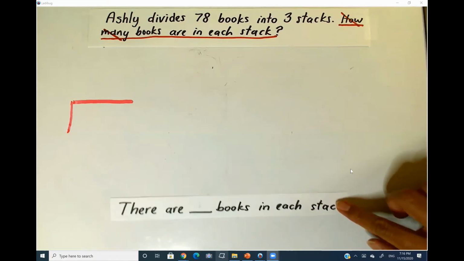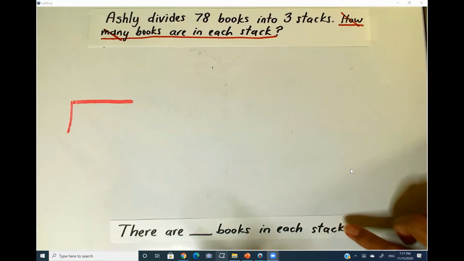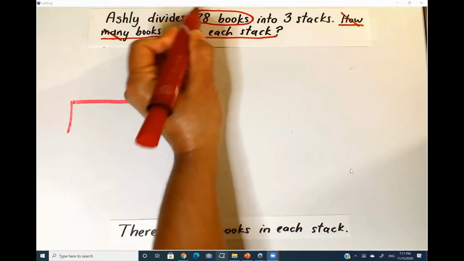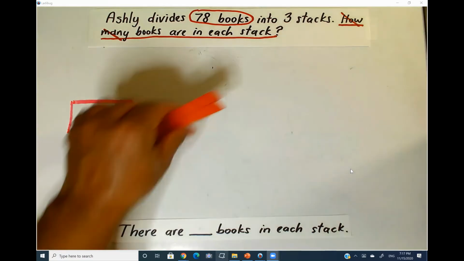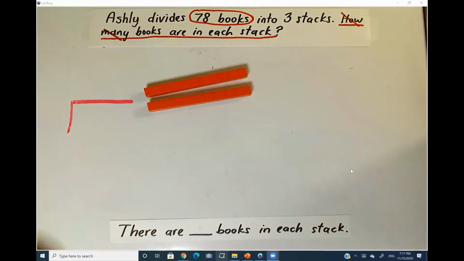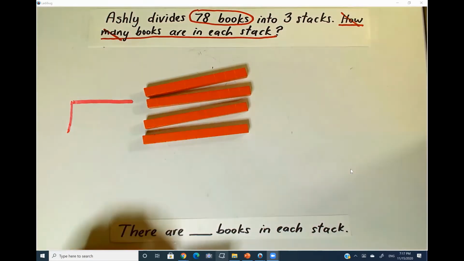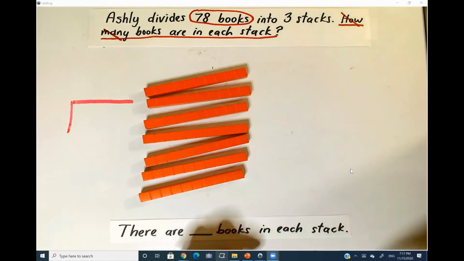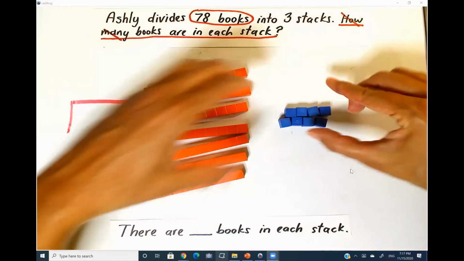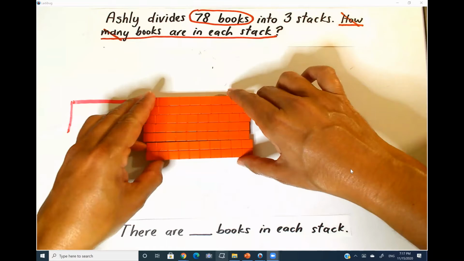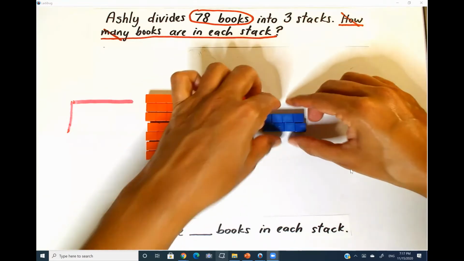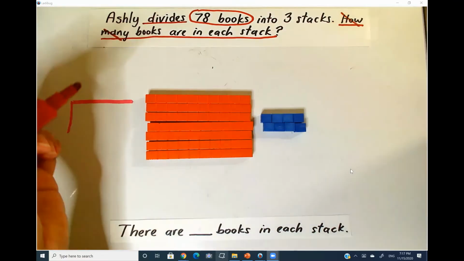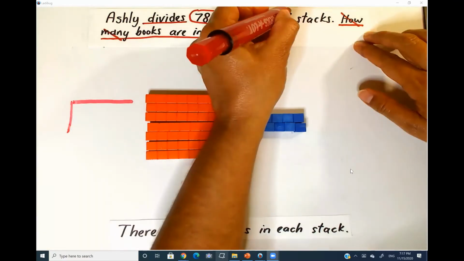Now we're going to start representing the problem. The problem says, Ashley divides 78 books. So we need to get the 78 books. 10, 20, 30, 40, 50, 60, 70, and 8 books. So we have now 78 books. And here it says that she's going to divide. Obviously, the word divide is telling us to divide into 3 stacks.